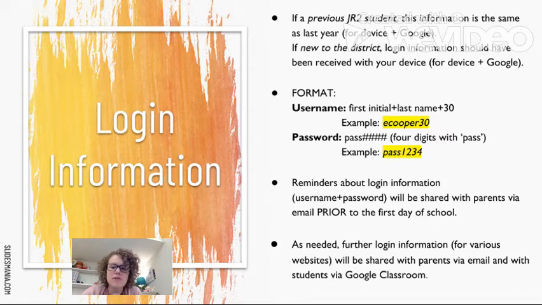The username is just your first initial, last name, and the year you graduate, in this case, 30. My username would be eCooper30. And then the password is just the word pass with 4 digits behind it. So an example of that would just be PASS1234.